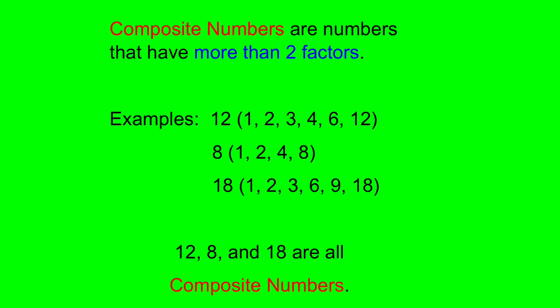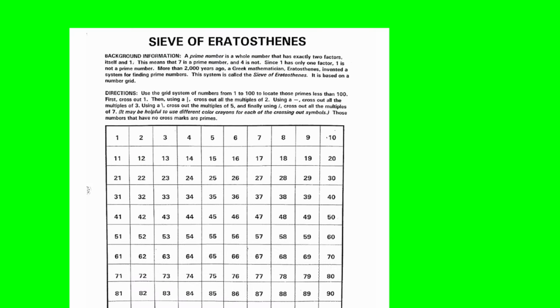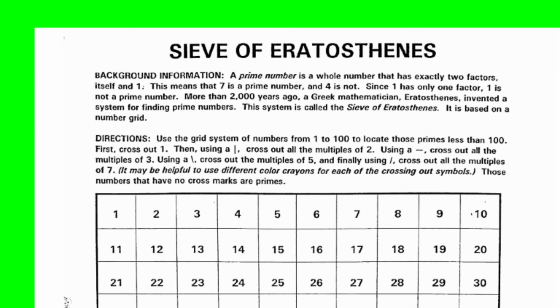So what we're going to do today is something called the Sieve of Eratosthenes. It sounds very complicated and mathematical, but it's going to help us find all of the prime numbers, the numbers with only two factors, less than 100.